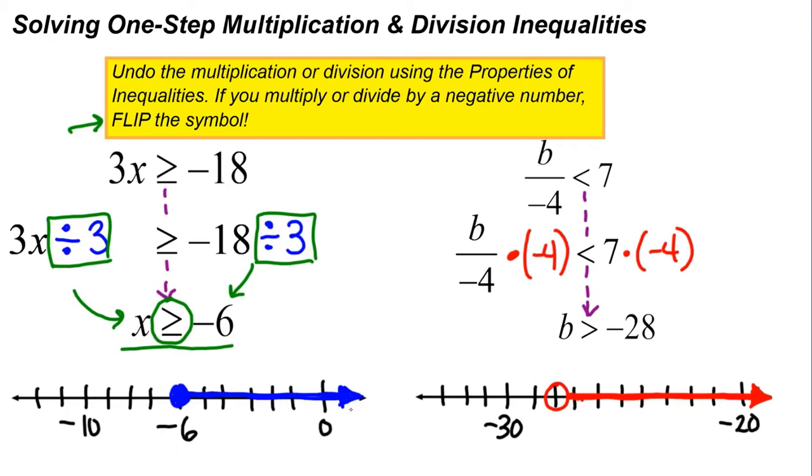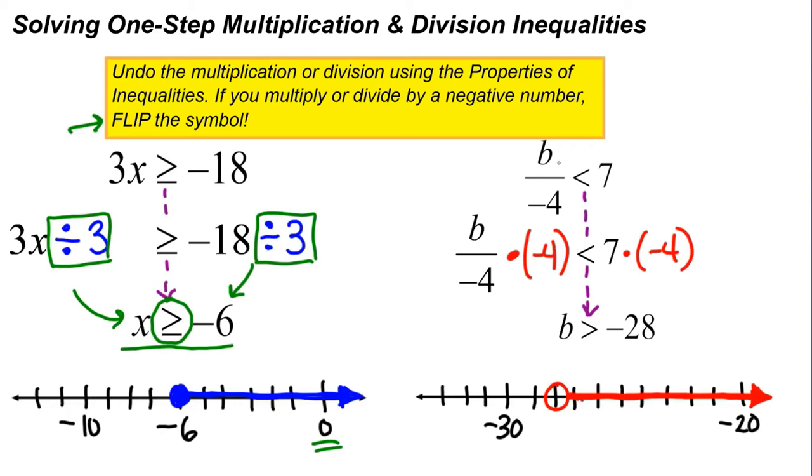So then I graph my solution down here. Negative 6 is included, so that's a filled in circle, and it's greater than, so it's everything to the right. Okay, and then you can always check to make sure if you did keep or flip correctly by just choosing something that's shaded in here, like 0 should be a solution to this inequality. So I'm going to just check that. 3 times 0 is 0, and 0 is greater than or equal to negative 18. So I know I shaded the right way. So I know that I kept the symbol correctly.